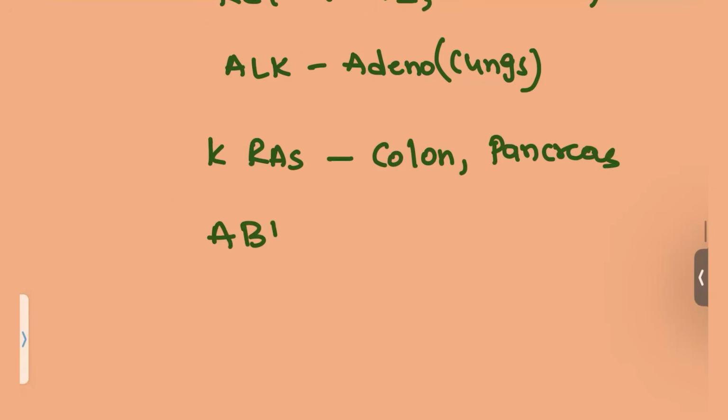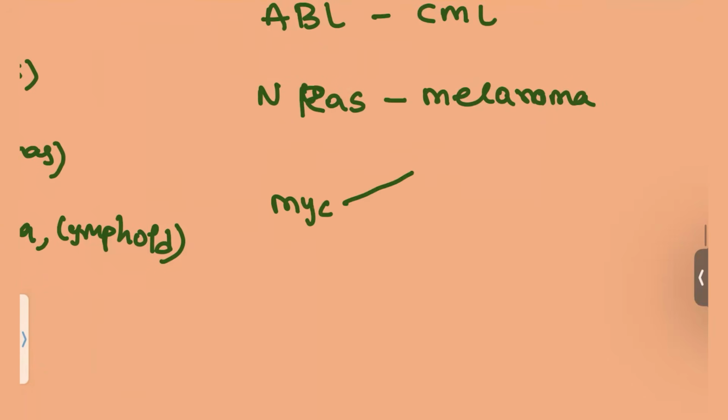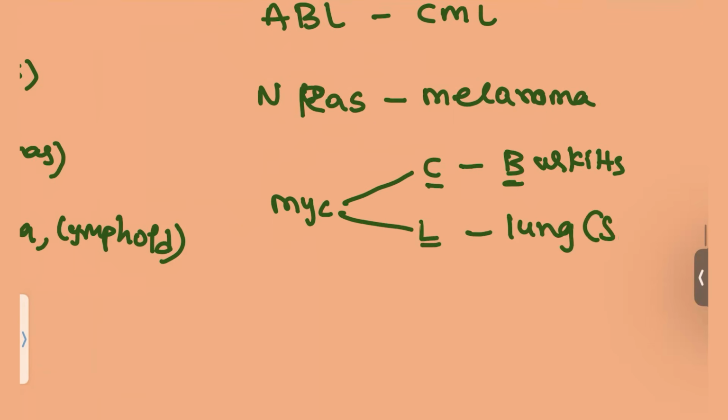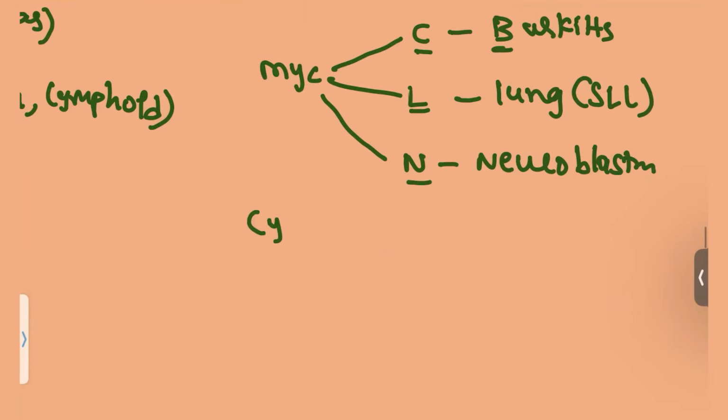ABL, seen in CML. NRAS is seen in melanoma. MYC gene, C for B, Burkitt's lymphoma. L-MYC gene for lung cancer, like small cell lung cancer. And N-MYC gene, N for N, neuroblastoma. Next, cyclin D is present in mantle cell lymphoma, mantle cell carcinoma.